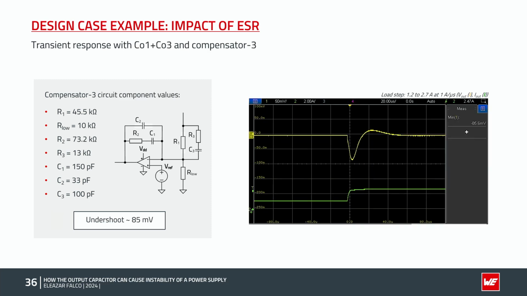And here we can see the transient response with an undershoot of around 85 millivolts to a load current step from 1.2 to 2.7 amp at 1 amp per microsecond. It shows a little overshoot, but nothing important.